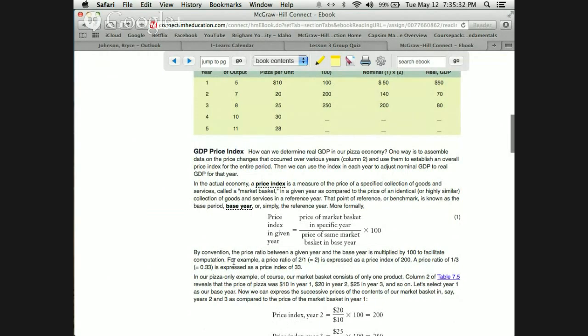Yeah, I think that's the concept, that if the price index is below the base year, then prices are lower in that year. I don't know. I'm getting confused, but I think it's correct. I think we're just confusing ourselves.